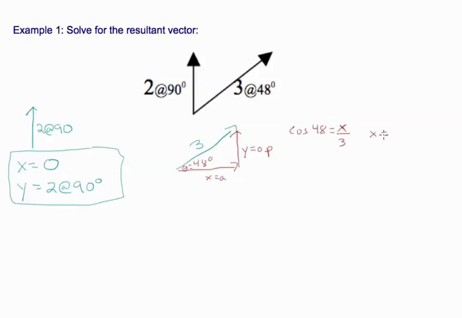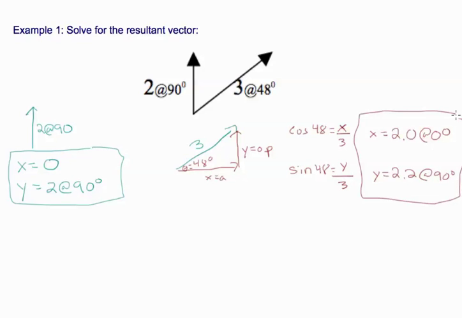And we have to have a direction. And our x is pointing at 0. And for our y, we're going to do the sine of theta equals opposite divided by hypotenuse. And we get 2.2 at 90 degrees. So far we have not done anything new at all. The new step is right here. We are going to sum the two x and y's.